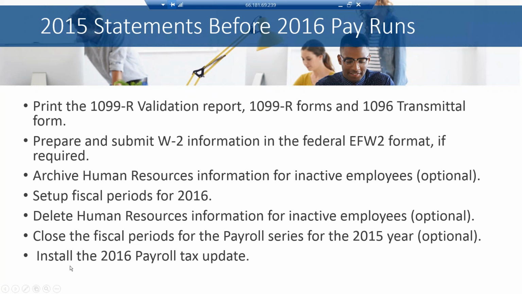Lastly, we're going to install the 2016 payroll tax update. There are two updates installed as part of the payroll year-end. The first one is the year-end update, and that's a pre-W-2 process. Then we install the 2016 payroll tax update, which you'd want to install before the first pay run of the new year, in this case 2016. That allows us to load the tax updates so that we're following the proper tax rates for the new year. So this is our checklist if we're running the 2015 statements before the 2016 pay runs.